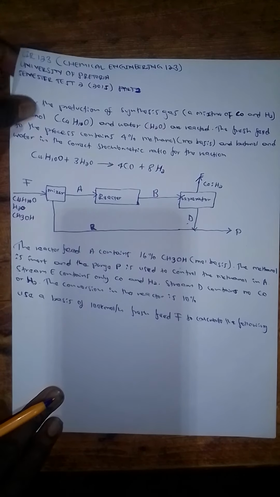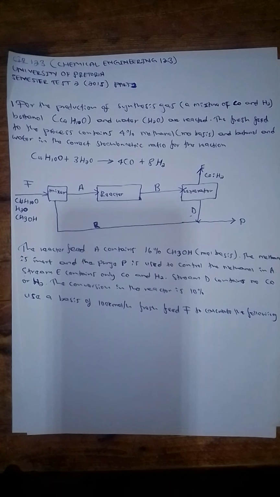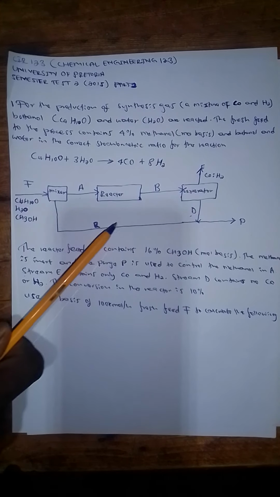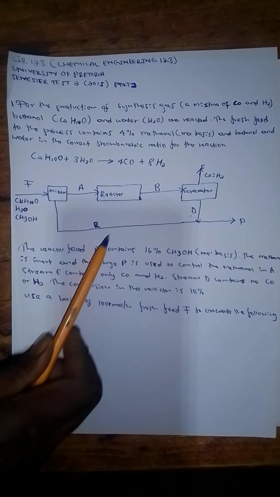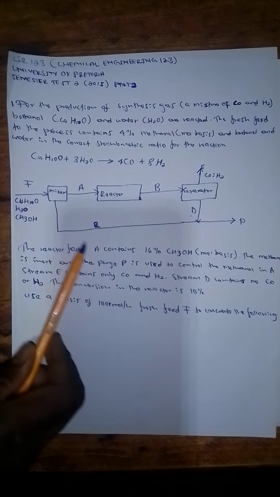Now looking at question number C, they say calculate the recycled stream R flow rate in kilomole per hour. In B of the same question, we were told to calculate the percentage composition, or rather the mole fraction of methanol in the recycled stream R. We did that, and now they want to know the total flow rate of stream R in kilomole per hour.